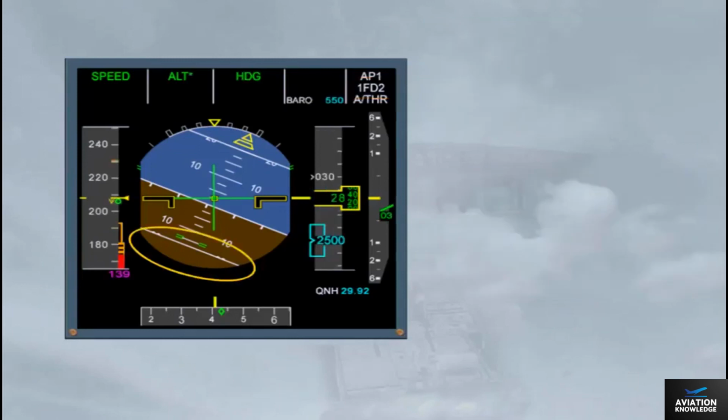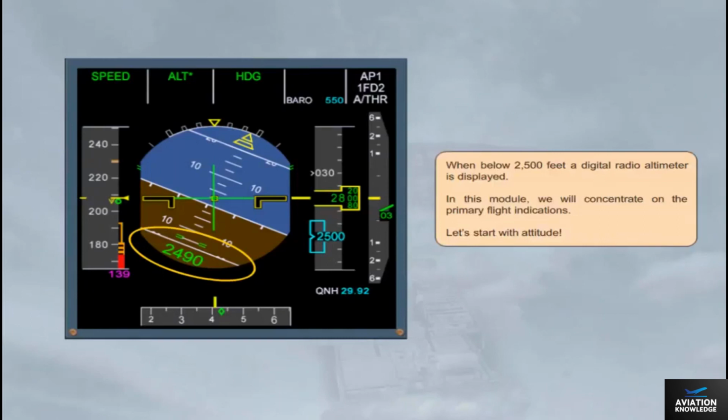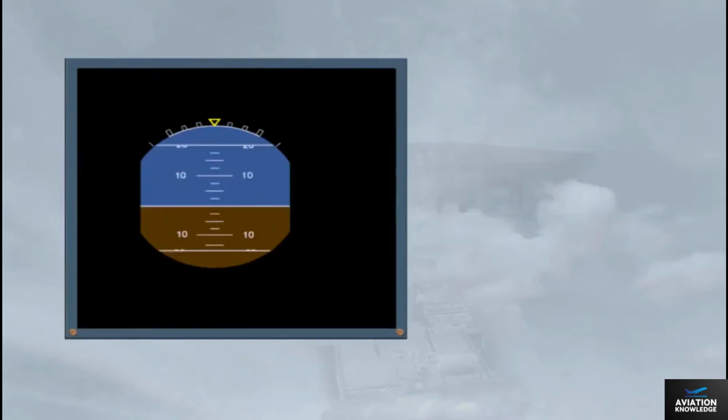When below 2,500 feet, a digital radio altimeter is displayed. In this module, we will concentrate on the primary flight indications. Let's start with attitude. Attitude information is shown at the center of the display. The attitude indicator works in the normal sense. The pitch scale has white markers, as shown.